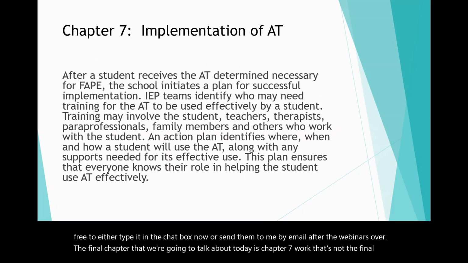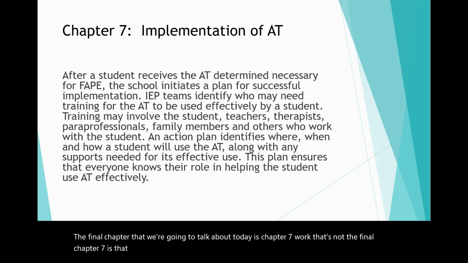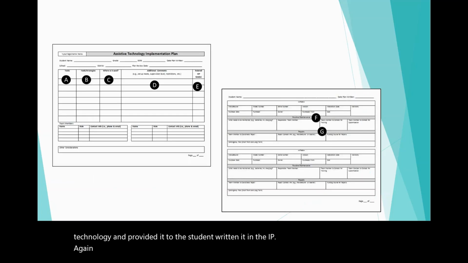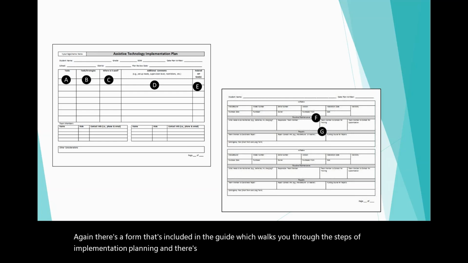Chapter 7 is about implementation. What do we do after we've considered the need for assistive technology and provided it to the student, written it in the IEP? Again, there's a form that's included in the guide which walks you through the steps of implementation planning, and there's a discussion of each of these steps in the guide itself.